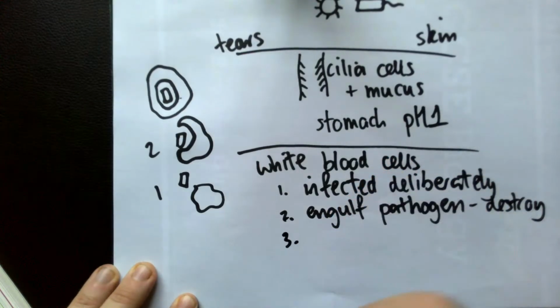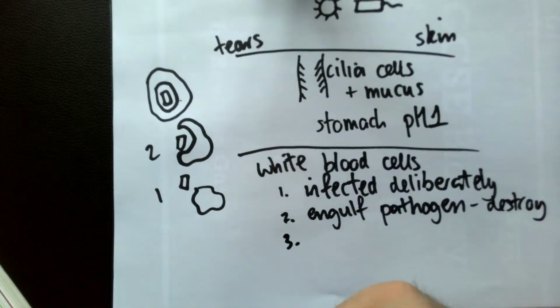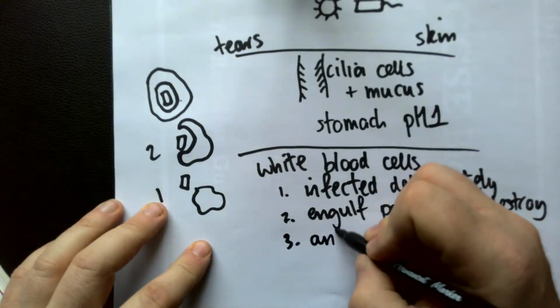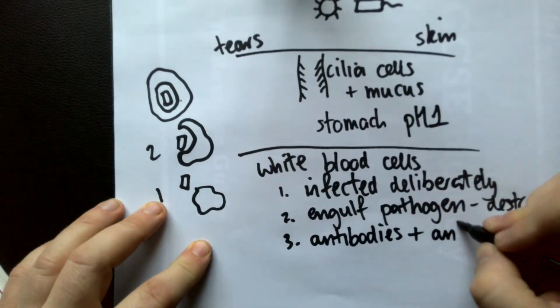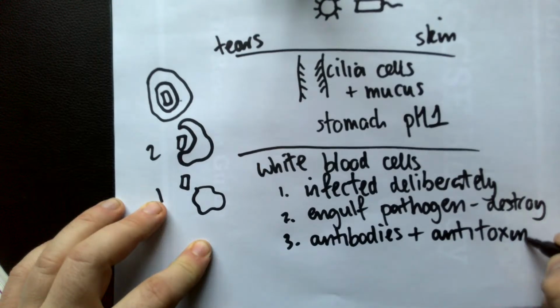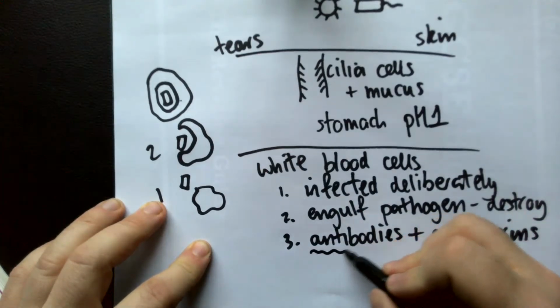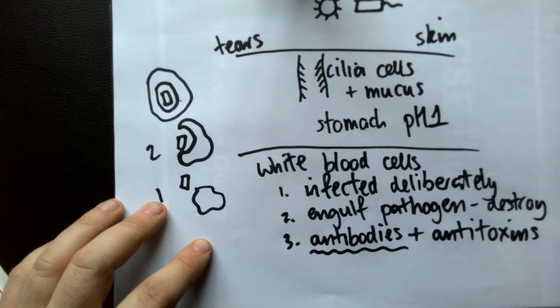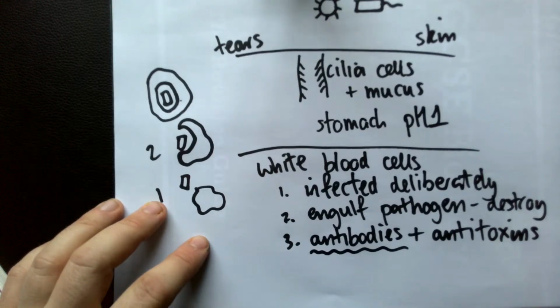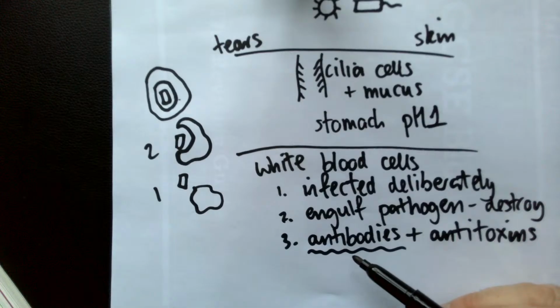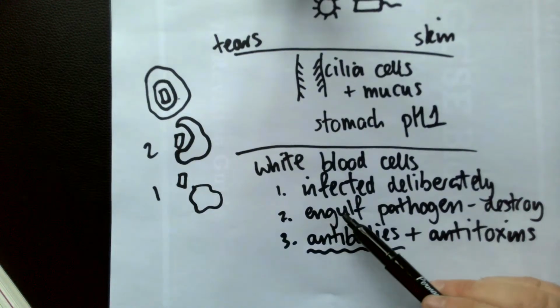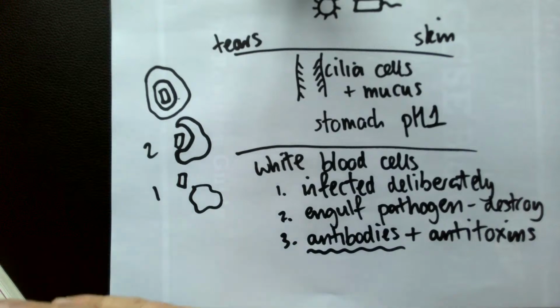And the third one, which we're going to spend a bit of time talking about, is it produces antibodies and antitoxins. And I want to spend a bit of time looking at this one here. Okay, so white blood cells can make antibodies. Now let's have a chat about what those actually do, because these help fight off particularly viruses by helping number 2 to happen. So how can we catch a virus that is too small and too quick?